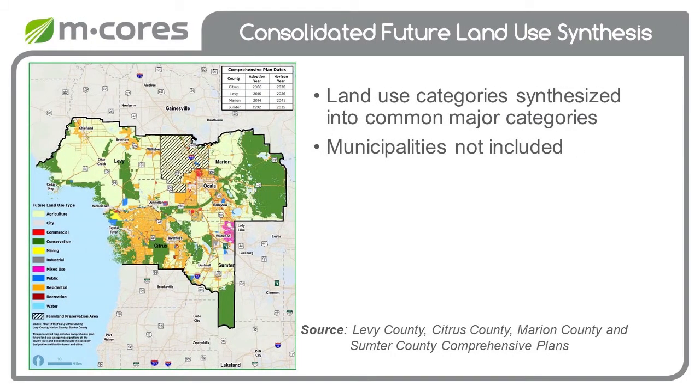We have reviewed future land use maps for each county in the study area and synthesized land use types into 12 common major categories, which are agriculture, city, commercial, conservation, mining, industrial, mixed use, public, residential, recreation, water, and the farmland preservation area. For example, in the Consolidated Future Land Use Synthesis exhibit, agriculture contains agriculture rural residential, forestry rural residential, agriculture, and rural land as depicted in each county's future land use map.